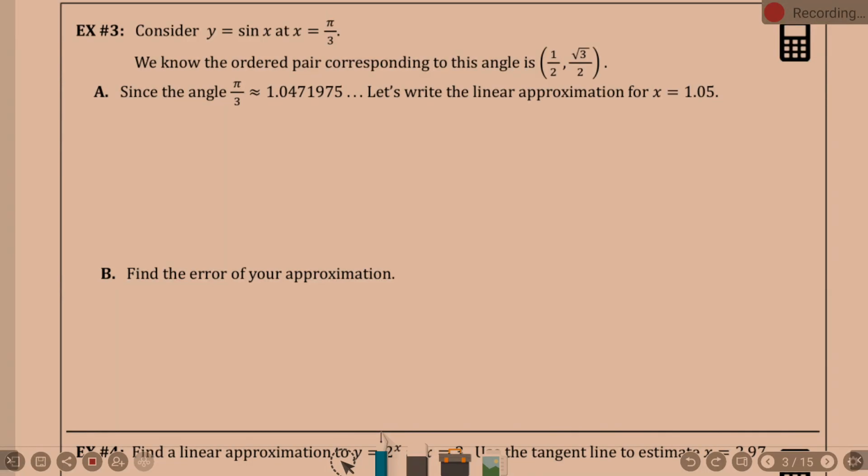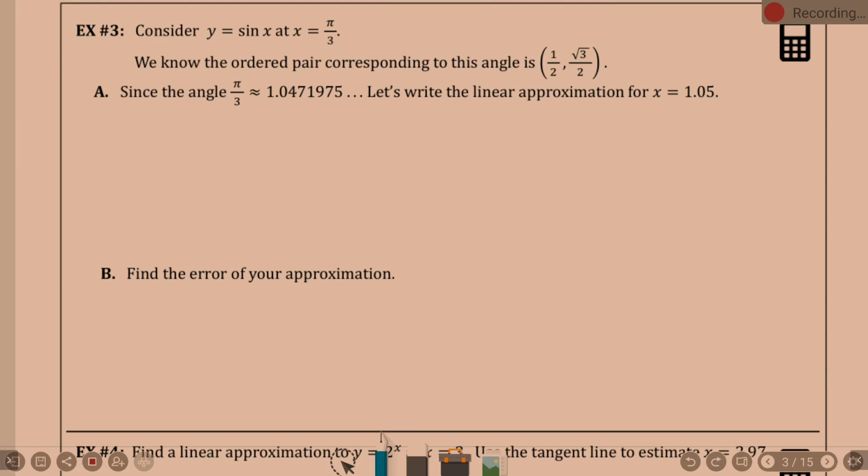Continuing in linear approximation, 4.5, we're ready for number 3, I believe. Consider the equation y equals sine x at the point x equals pi over 3. With a little thought, you would know the ordered pair corresponding to this angle is 1/2, comma, square root of 3 over 2. In other words, at pi over 3 on the unit circle, the ordered pair is 1/2, comma, square root of 3 over 2, because remember, ordered pairs are of the order cosine, sine.